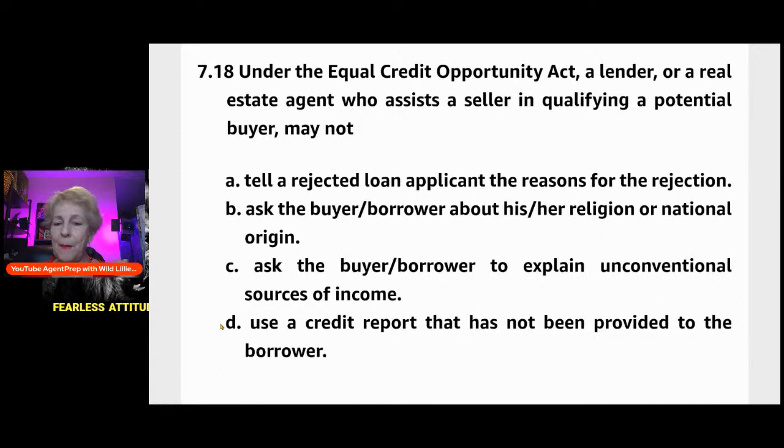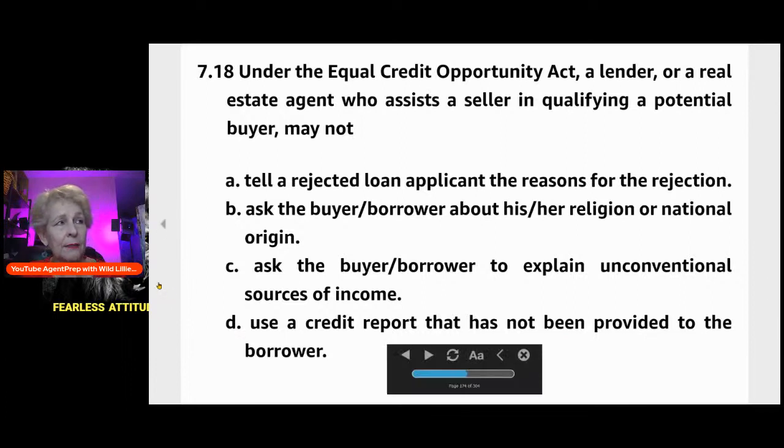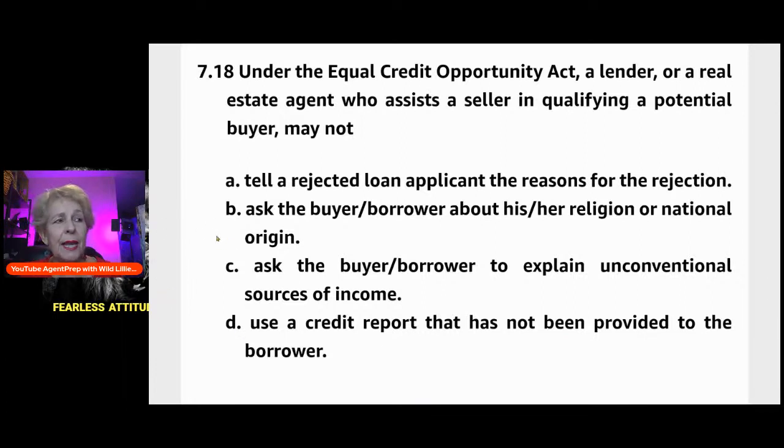So we've got BBB as in boy. And I think everybody has answered, and that is correct. 718 is B. Ask the borrower about his or her religion or national origin. That may not be asked. That has nothing to do with their credibility, financial credibility.